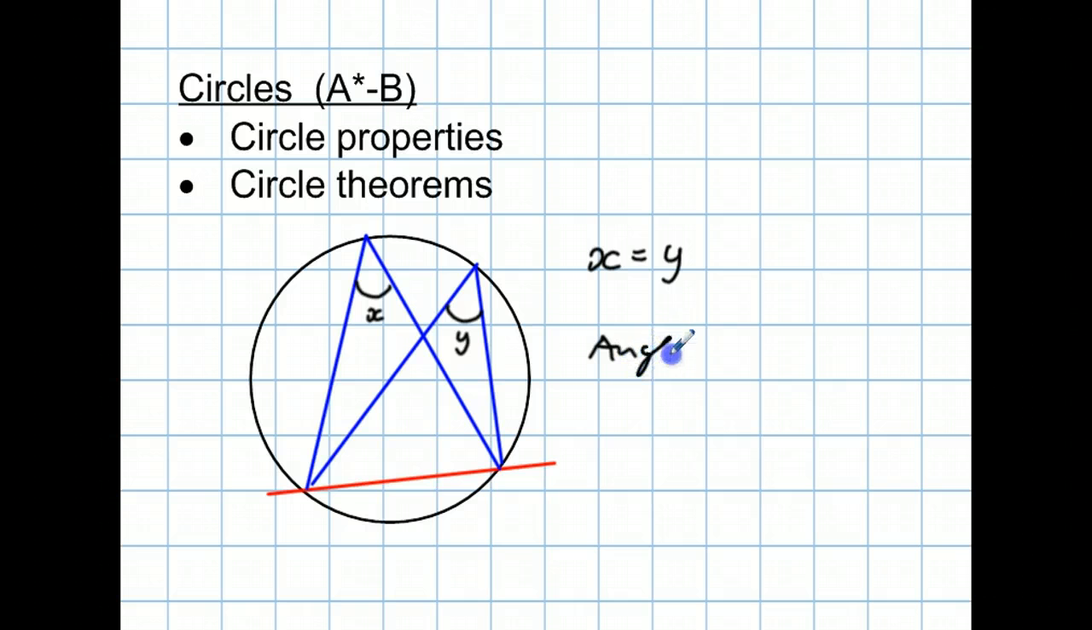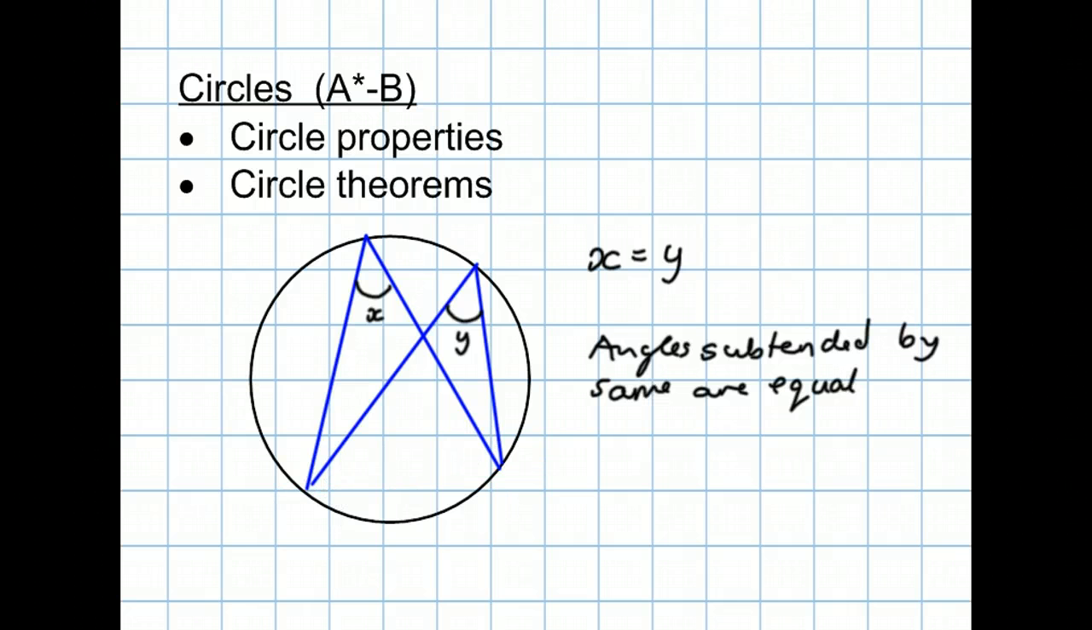Angles subtended by the same chord are equal. Note, very often that chord isn't necessarily drawn in. So you may want to, if it helps you, if you see a diagram like that, draw in a chord, and then you'll be able to perhaps more easily remember: angles subtended by the same chord are equal.